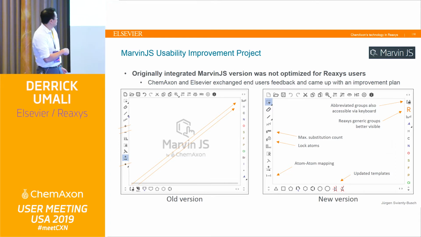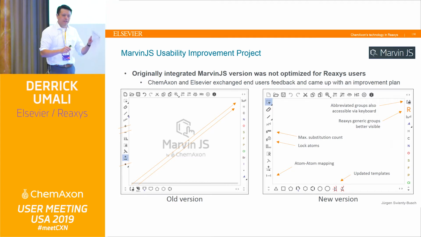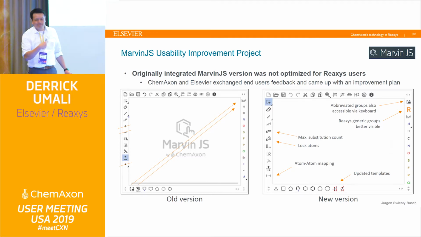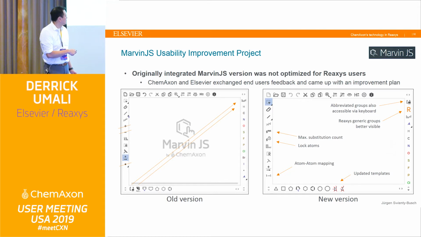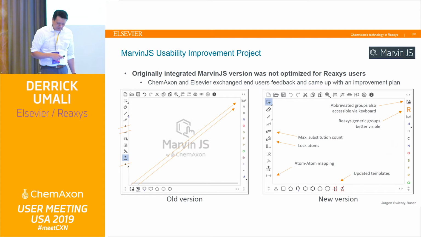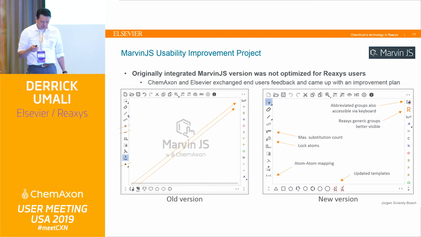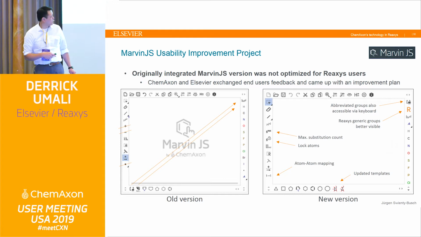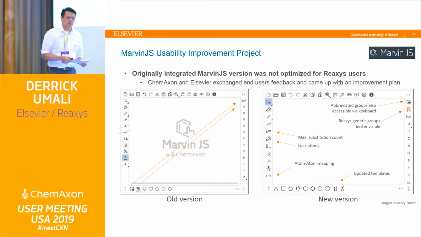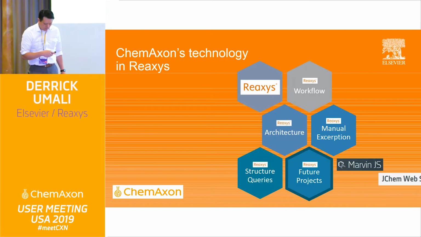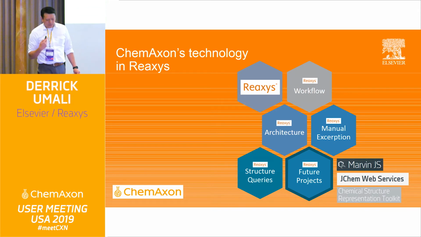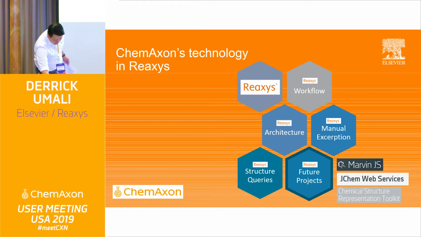In this old version, you used to have to right-click the atom, or use some keyboard command, to do substitution count. We made it more readily available so we could easily train on that. Atom mapping was, again, hidden there. And we moved some of the abbreviated groups, the Reaxys generic groups, to be accessible on the right-hand side, and added an updated template. So again, a collaboration with ChemAxon to improve the drawing tool that's the default drawing tool in Reaxys.